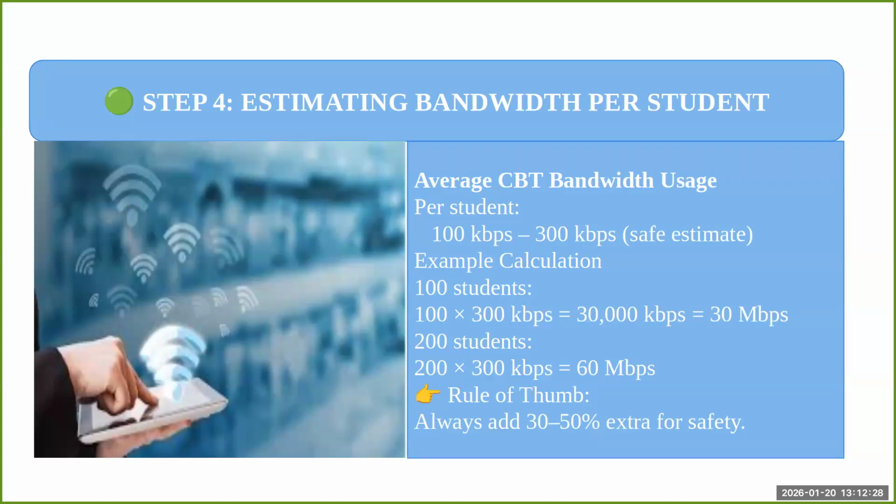So assuming you are writing the exam online, on the internet, and you have 100 students taking the exam, it means they will consume up to 30 mbps. So if you have 200 students, you must have 60 mbps of internet traffic. If you don't have that, don't even think of an online exam. Now, rule of thumb, always add 30 to 50% extra for safety, so that in case there is anything, you are on the safer side.